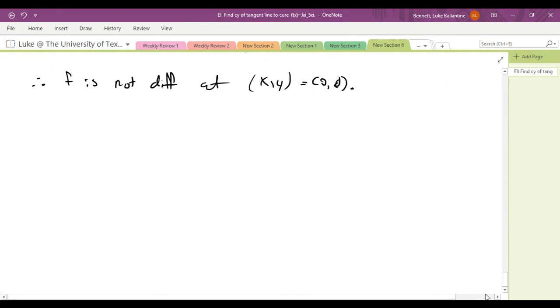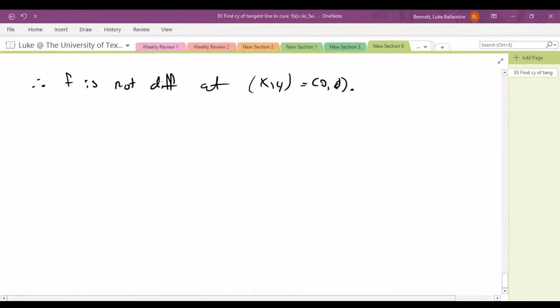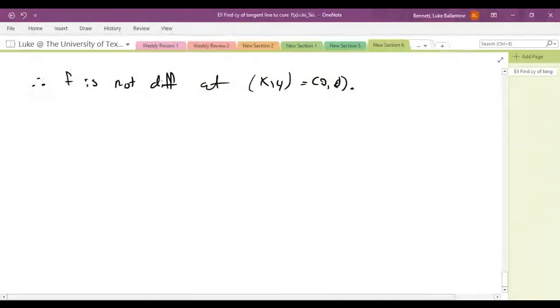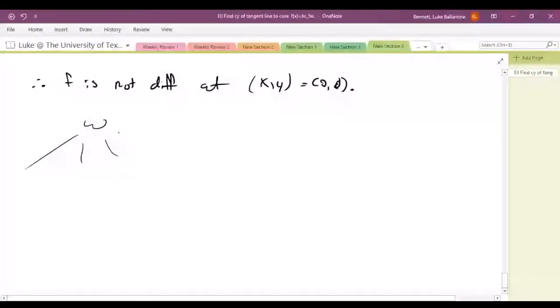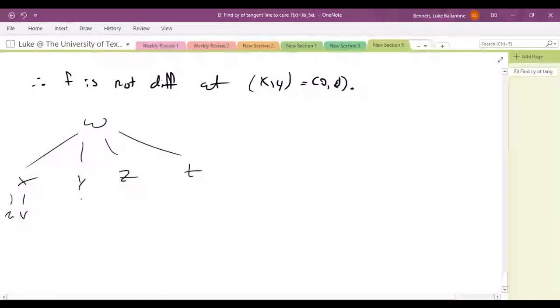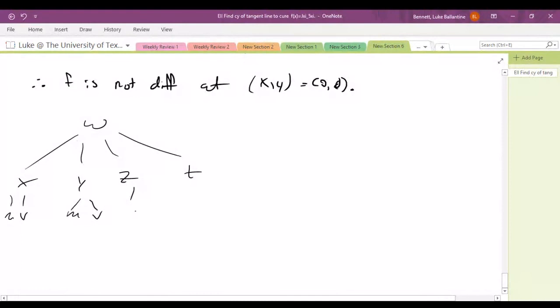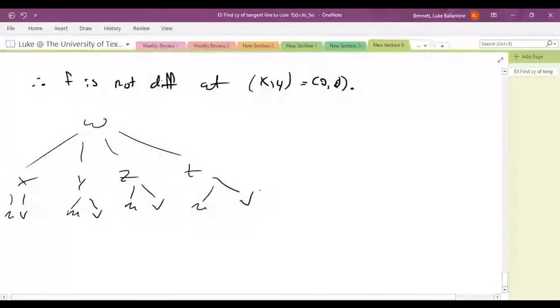We're going to talk about the chain rule. I don't like how the book introduces the chain rule with those theorems in the box, because a visual picture works better for this. So if we have w, a function of x, y, z, t, where x is a function of u and v, y is a function of u and v, z is a function of u and v, t is a function of u and v.